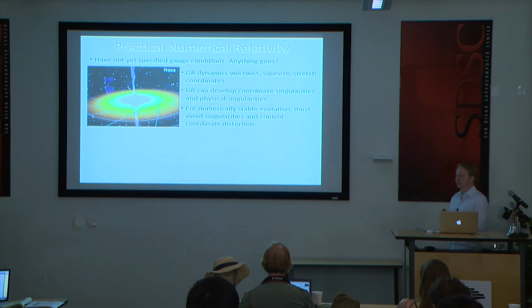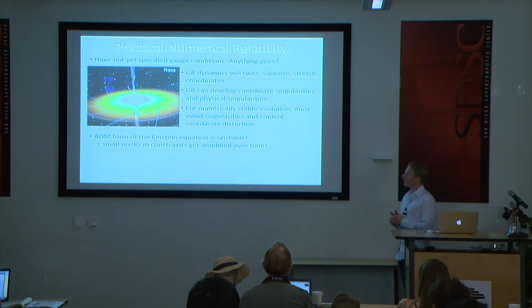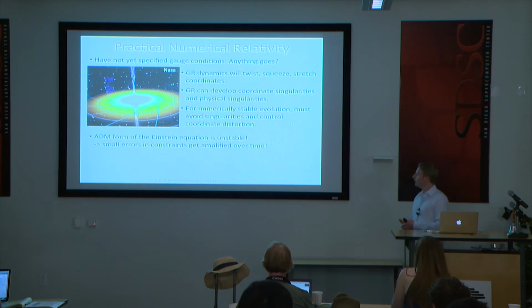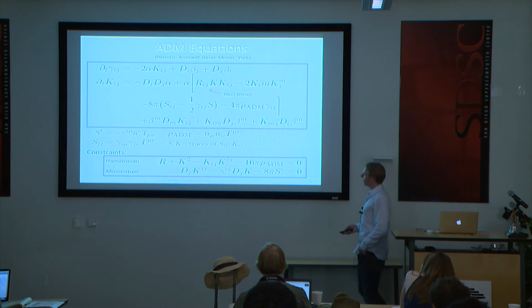But then we do this, and we think it's all great. And then it turns out that numerics bites us. The ADM form of the equations is unstable. We can actually analytically prove that it's an ill-posed system of equations. Small errors in the constraint equations that are not being solved, that don't go into the numerical evolution, get amplified over time, and that amplification can become exponential, and then your entire evolution scheme breaks down. So we can't use these. They're not exactly neat, but we can write them down easily.